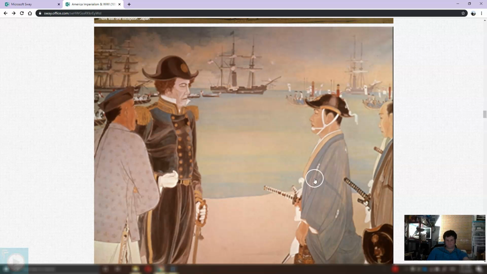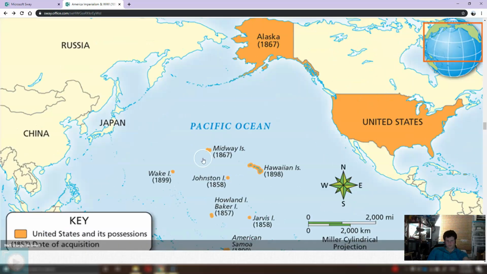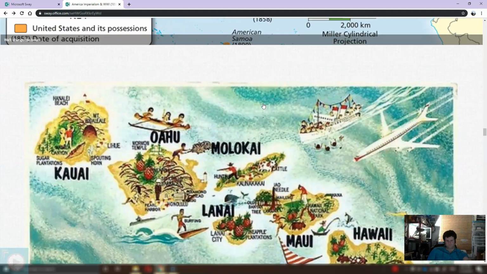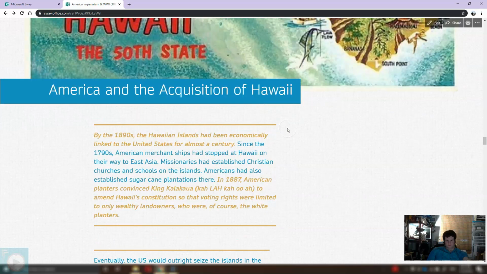So the United States is not the only one going out into the world in this time period. The United States and Japan are late to the game, but that doesn't mean it's too late in the imperialism game. Just a map of the acquisitions. We'll talk about Hawaii in particular in this class. So basically, by the 1890s, the Hawaiian Islands were economically linked to the United States.